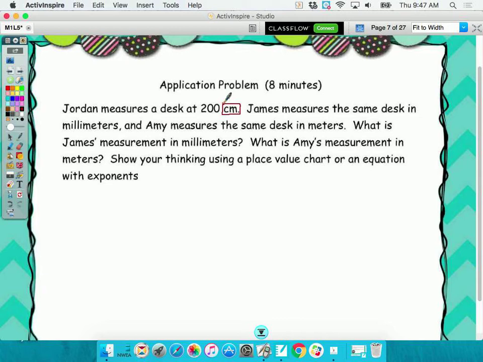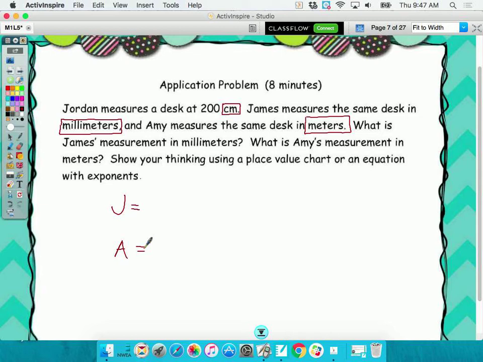Okay, James measures the same desk in millimeters, and Amy measures the same desk in meters. What is James' measurement in millimeters? What is Amy's measurement in meters? Show your thinking using a place value chart or an equation with exponents. Looks like I forgot my period. So my question is, let's put James here and Amy here. And do you want to draw a place value chart, or would you rather make an equation with exponents?